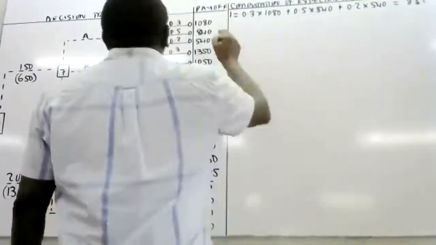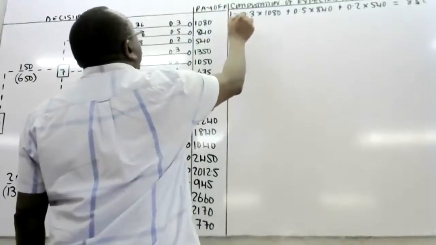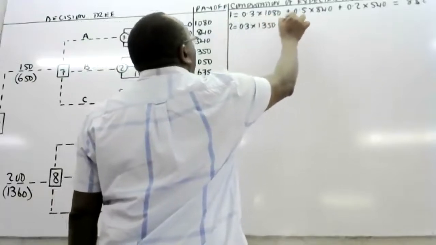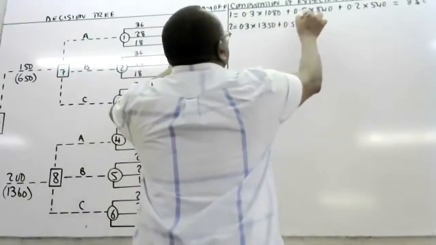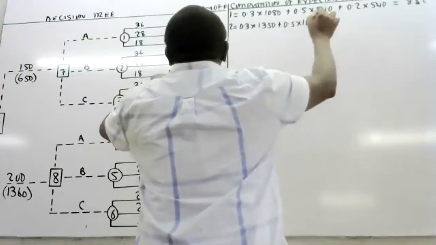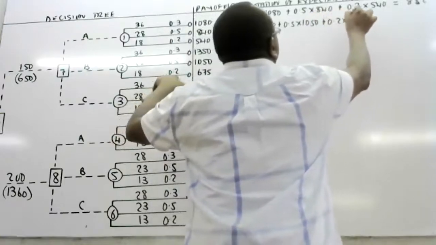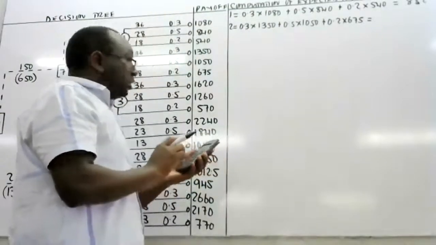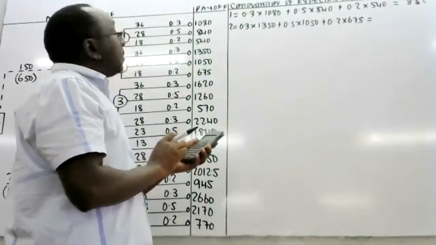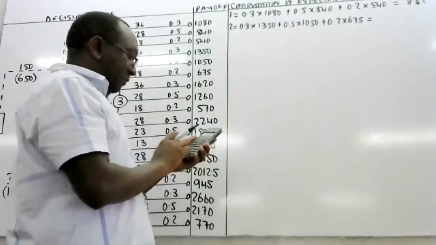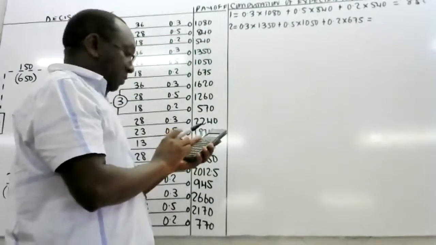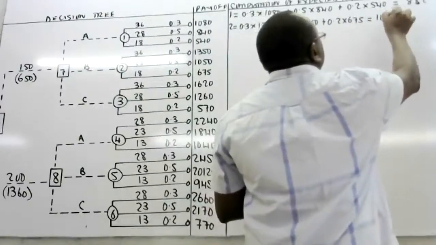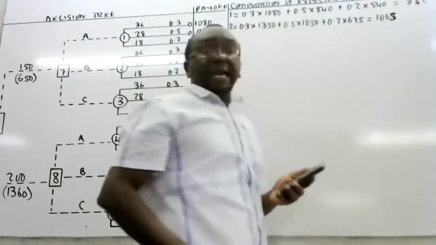The next one is number 2. You take 0.3 multiplied by 1350 plus 0.5 multiplied by 1050 plus 0.2 multiplied by 675. So 0.3 times 1350 plus 0.5 times 1050 plus 0.2 times 675 is 1065.